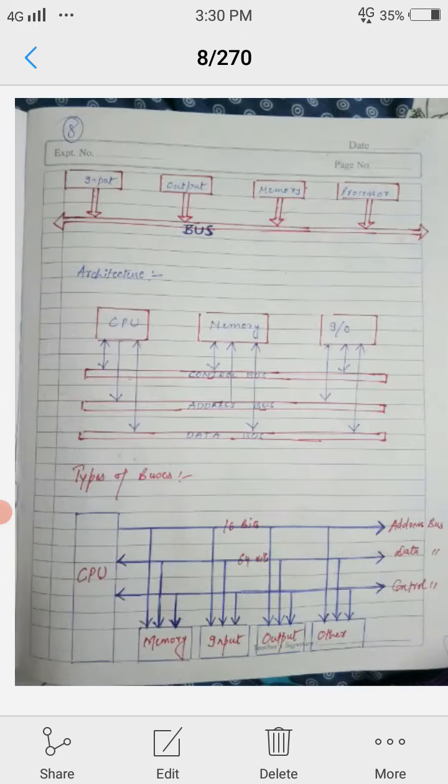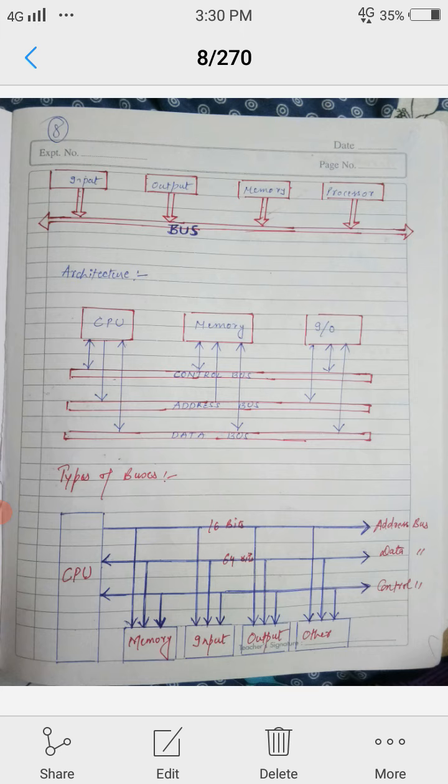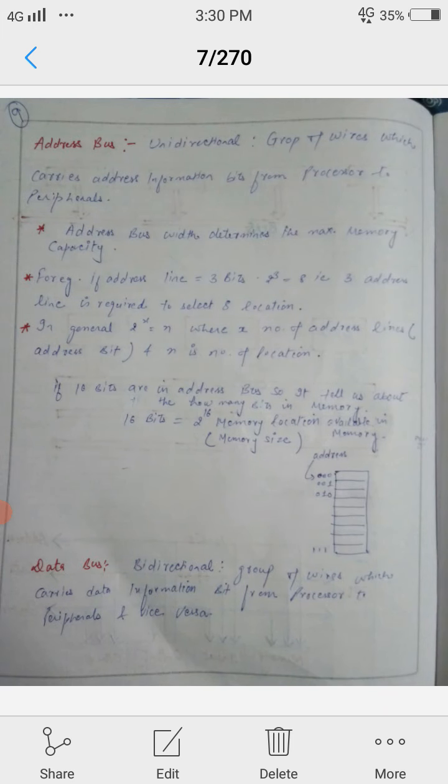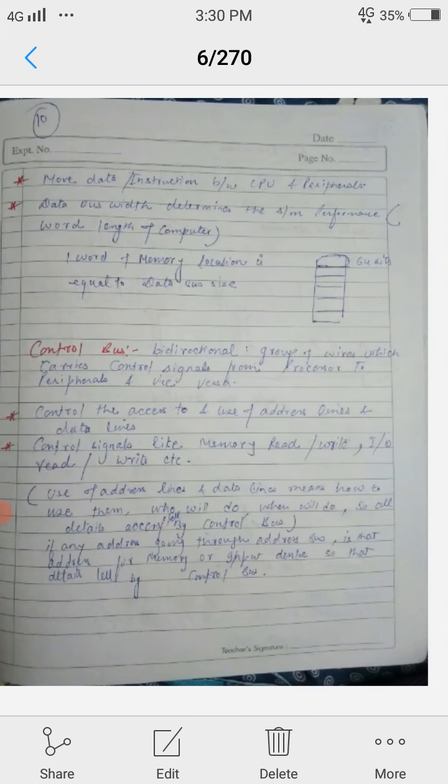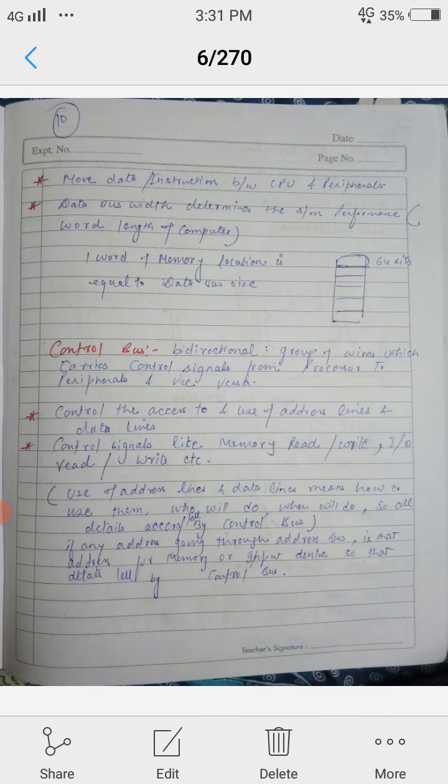For example, if in this example the data bus size is of 64 bits, then the memory location size is equal to the data bus size. So one word of memory location is equal to data bus size.